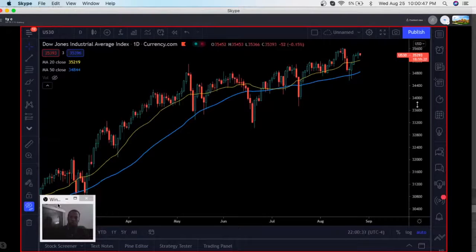So last but not least, it's the daily. The 20 is above the 50. Lets us know that the bulls are all the way in control. So we should be looking for buy positionings at this time right now.